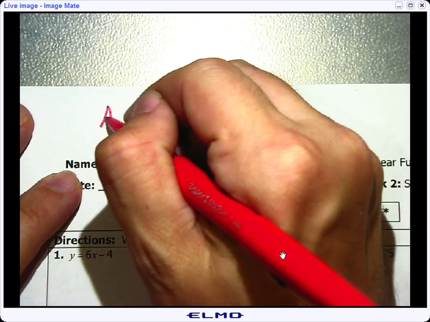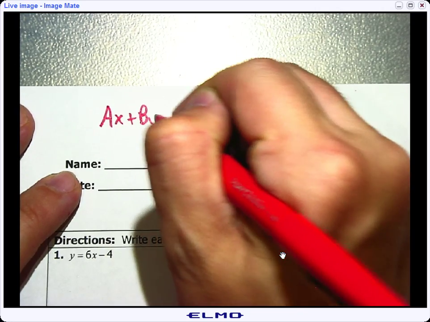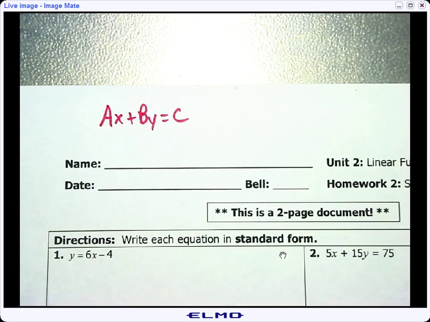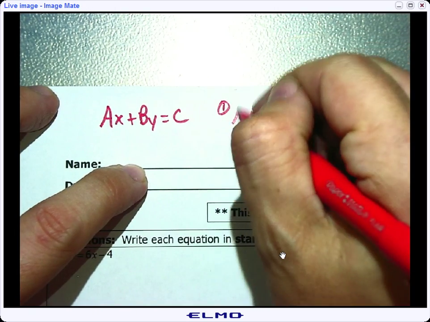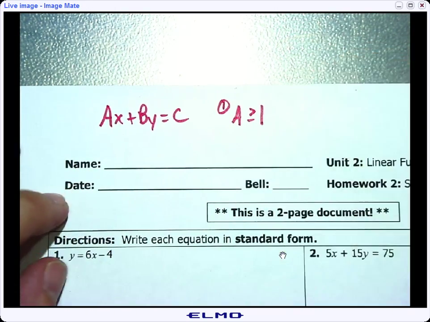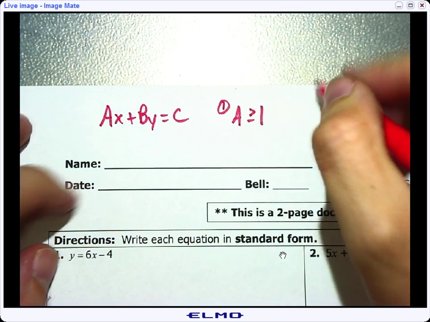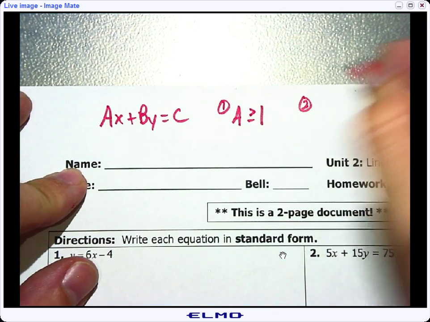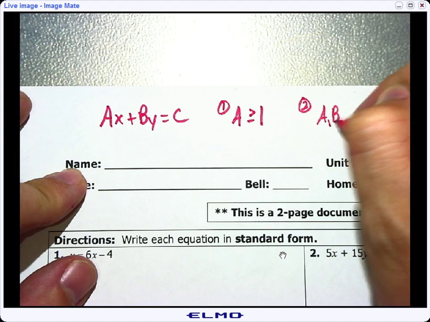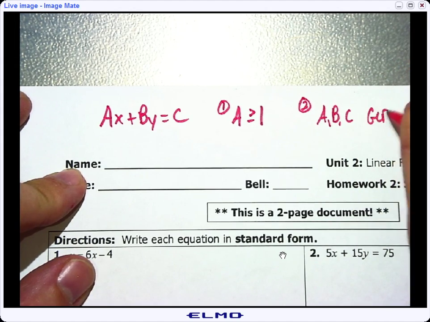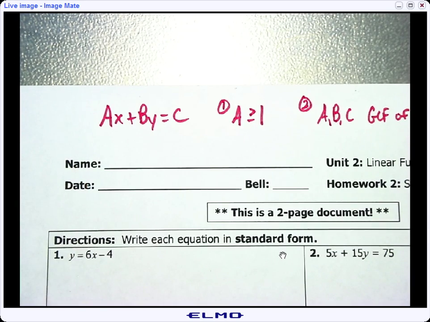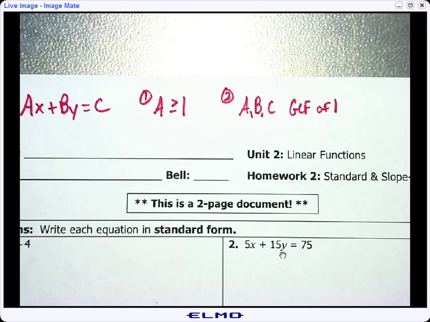Standard form looks like ax plus by equals c with a couple of conditions that have to be met. First of all, a has to be greater than or equal to 1. In other words, a has to be positive. Another condition, the a, the b, and the c have to have a GCF of 1, meaning there's not a number that will divide into a, b, and c other than 1.